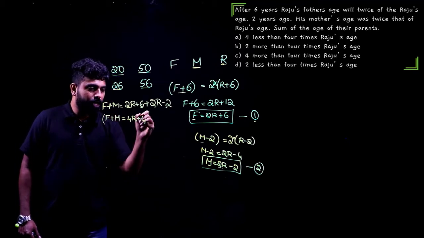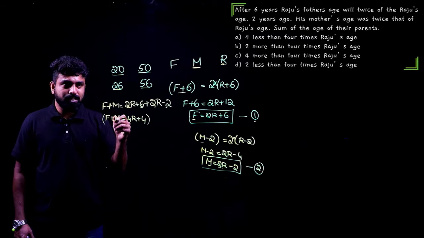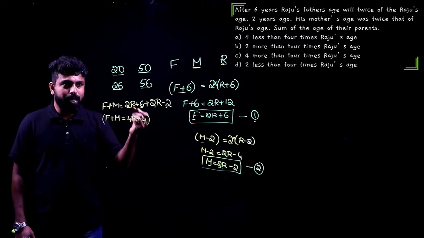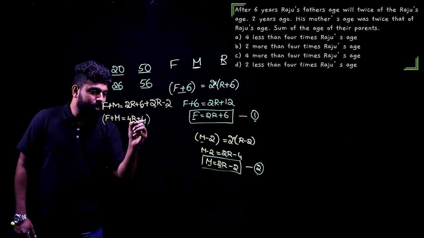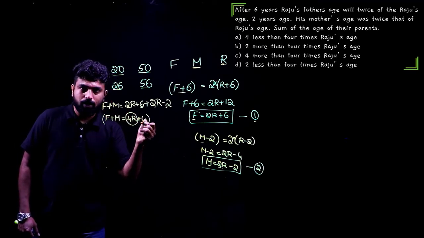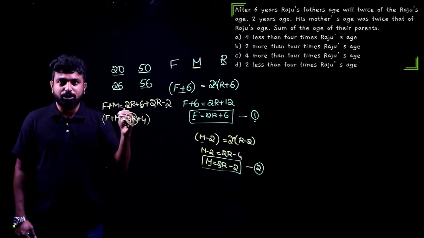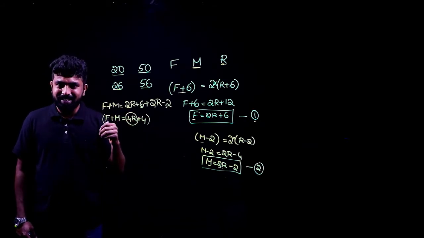Do we have this in our options anywhere? Yes. Option number C says 4 more than 4 times Raju's age. So it's nothing but 4 times Raju's age, plus 4, which means 4 more than 4 times Raju's age. That will be our final answer.